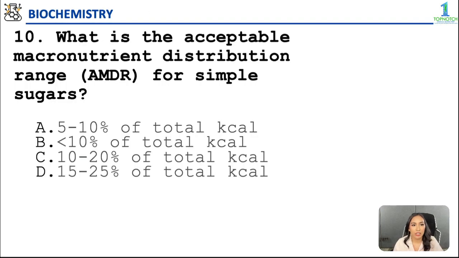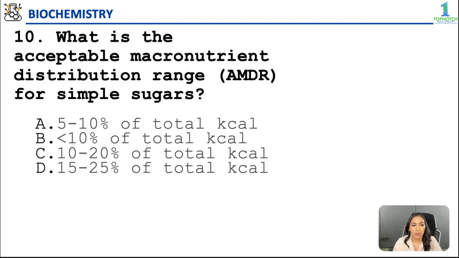Okay, number 10. What is the acceptable macronutrient distribution range for simple sugars? Again, this is a recall question. Maraming ganito sa board. Favorite ng BOM natin recently ang mga nutrition questions, including the percentages, recommended percentages. So, I suggest that you take some time to look at these. So, the correct answer is B, less than 10% of total calories.